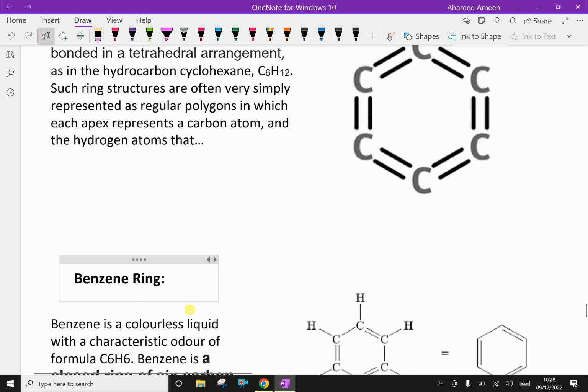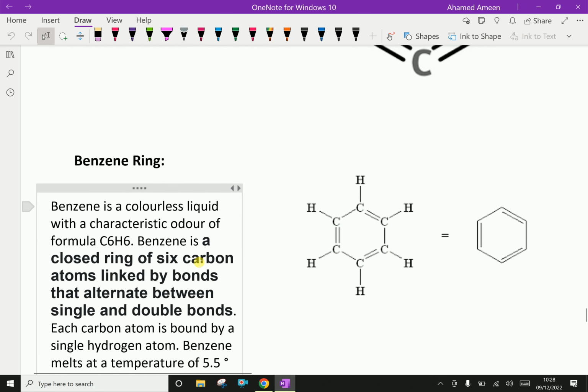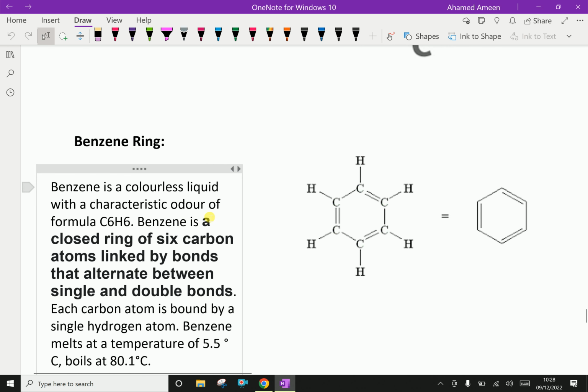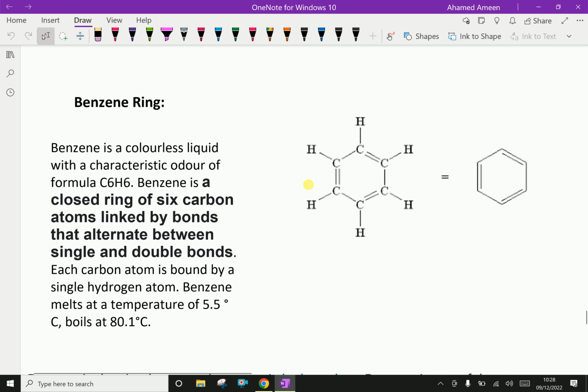Next, we will talk about the benzene ring. Benzene is a colorless liquid with a characteristic odor and formula C6H6. Look at this carbon ring. Each corner is connected with hydrogen. Here, each carbon contains 4 bonds: 1 bond with hydrogen, 2 bonds with another carbon and 1 bond with another carbon. This is a benzene ring. Simply, you can write the benzene ring like this.